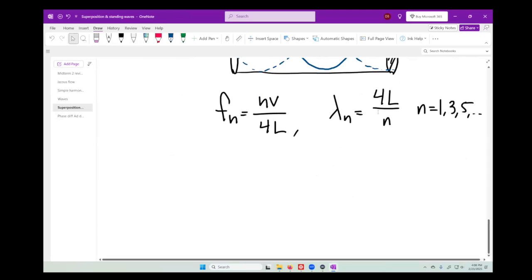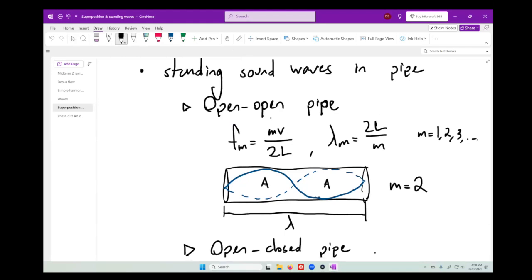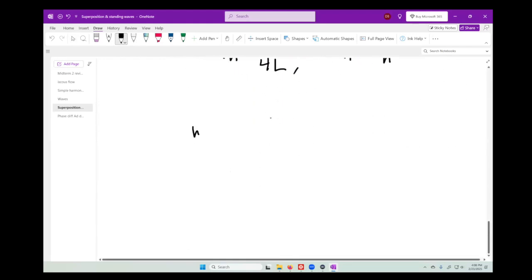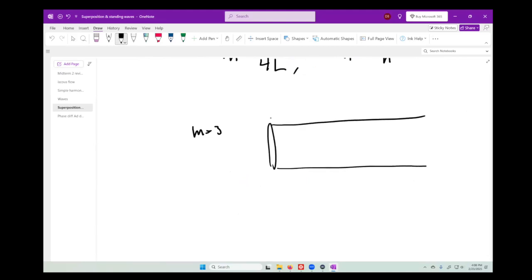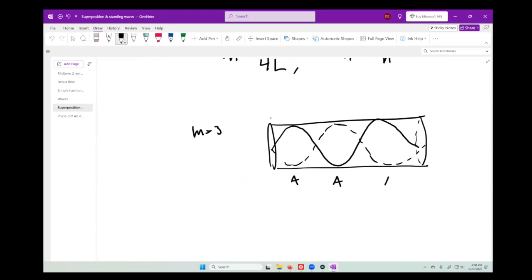Can an open tube have an odd number of antinodes? Yes. So here's an open tube. Here's m equals 3. Something like this. So 3 antinodes, m equals 3.